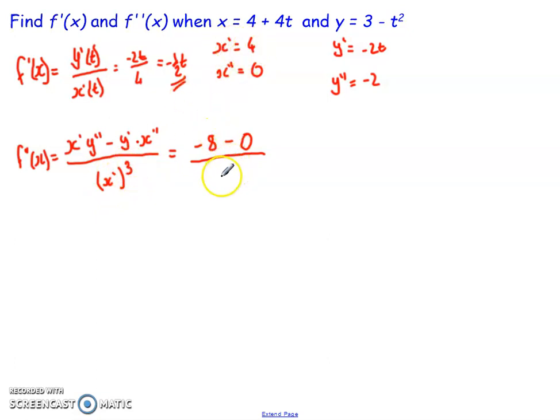So first derivative of x is 4. So that's then going to be all over 4 cubed. So what that then gives me is negative 8 over 4 cubed, which is 64. Simplify it down as much as I can, and I get negative 1 over 8. So there you go, that's my second derivative there.